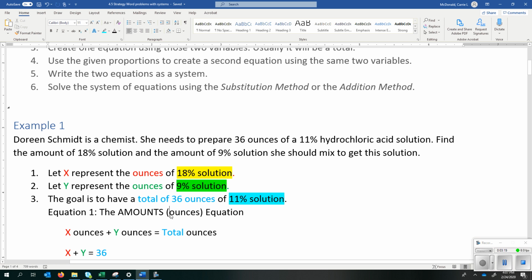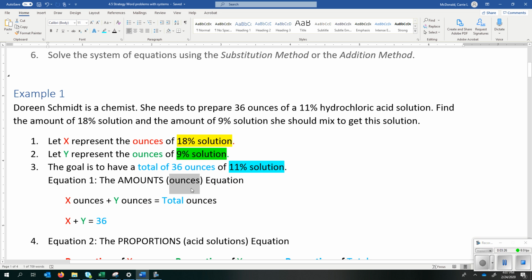So equation 1 can be made using just ounces, as I call it, the amounts equation, where in this example we're using ounces to represent the amounts of each solution. It could be liters. There are some questions that are not even about acid solutions. It might be mixtures of nuts or coffee or different types of things. But basically focusing on the amounts, and this is why the units of measurement are an important thing to make sure you talk about when you're defining your variables. So I've made sure to say that I have x ounces and y ounces.